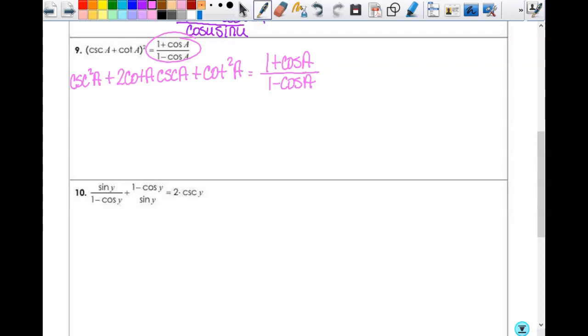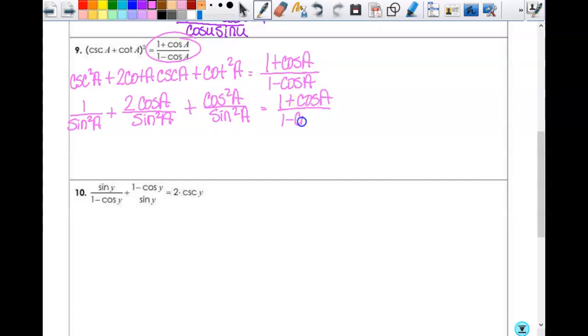So cosecant squared is 1 over sine squared. Plus, then this is going to be 2. Now, cotangent is cosine over sine, right? Cosecant is 1 over sine, so this will give me 2 cosine over what? Sine squared. Plus, cotangent squared will be cosine squared over sine squared. And that's equal to 1 plus cosine A over 1 minus cosine A.